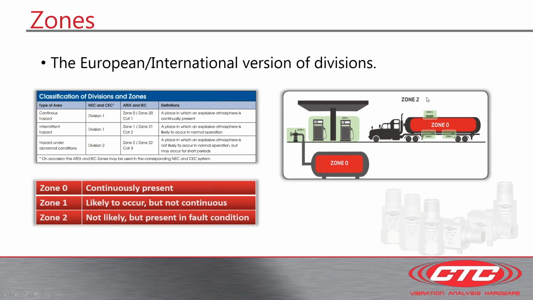If you look at this diagram, the fuel truck is Zone 0, carrying fuel, meaning there is a constantly present threat. In Zone 1, at the hatch on the fuel truck, the hazardous material is likely to occur but is not continuous. So if one of those hatches is open, that hazardous material is occurring. In Zone 2, which is the surrounding area, hazardous material is not likely but is present within a fault condition, meaning if the truck were damaged or if one of the fuel pumps were damaged while pumping gas, Zone 2 would have a hazardous material present.